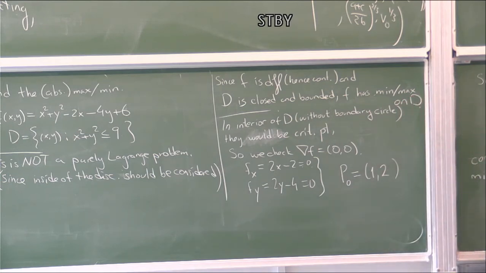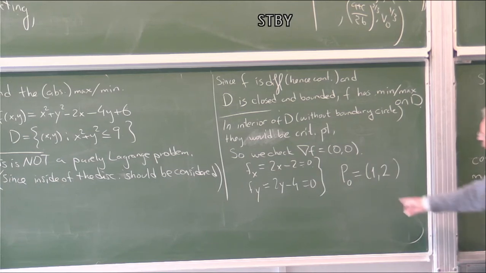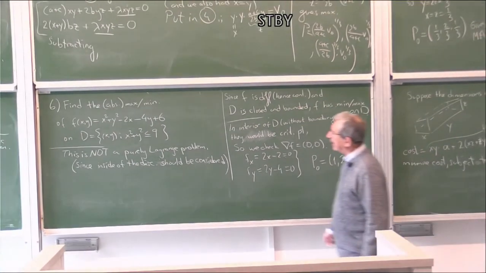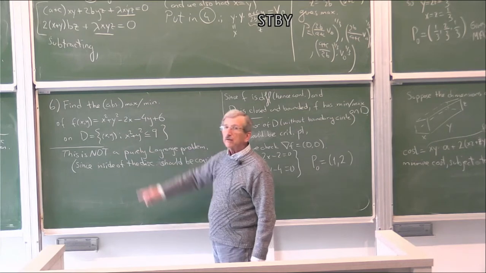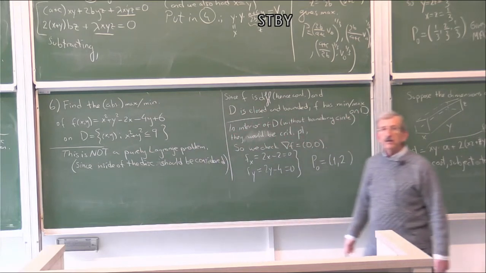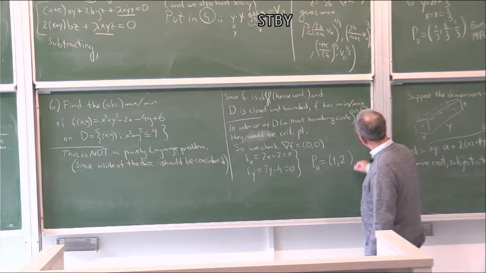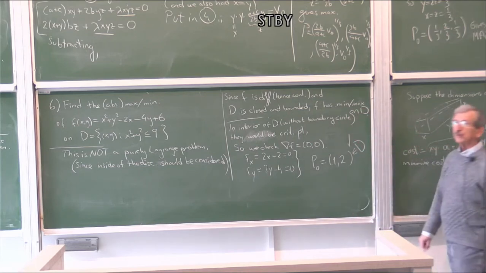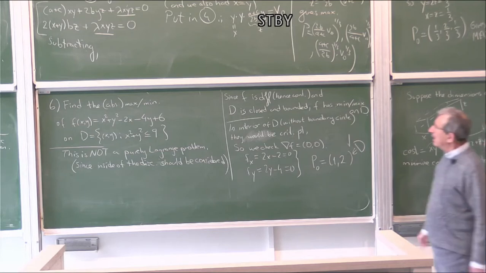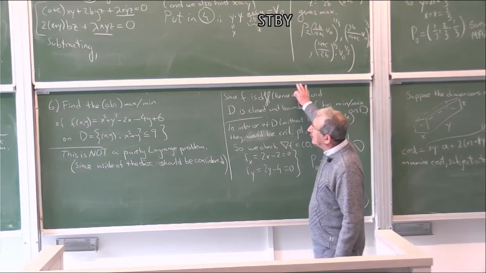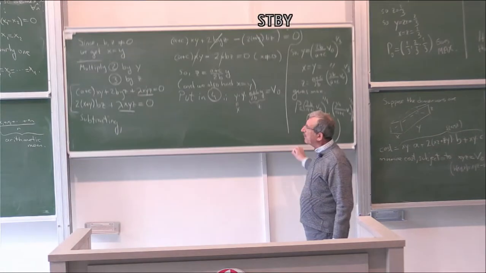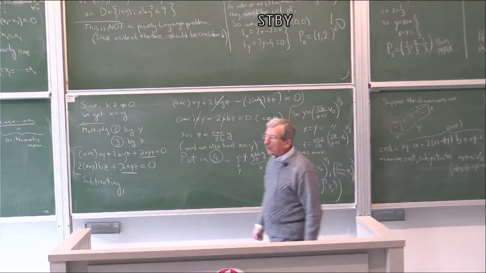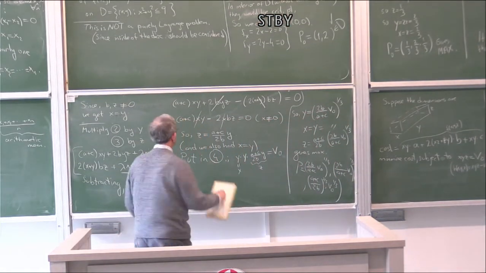Okay. Now the next question, is this point inside D? Well, you take the squares and add them. You get 5. It's less than 9. So yes, okay, it is in D. We checked. Now, it may happen that this maximum and minimum can occur on the boundary.